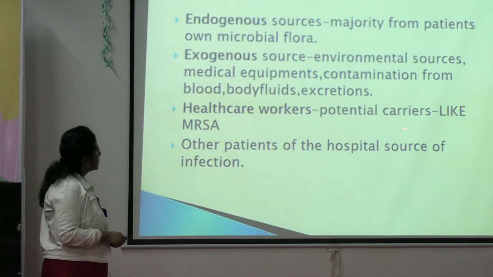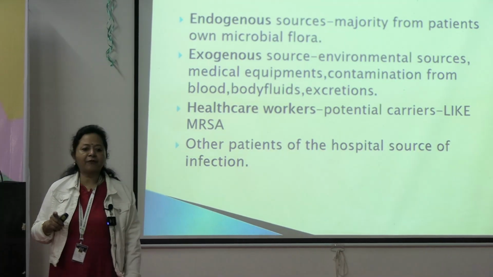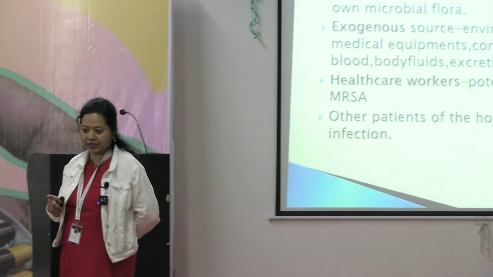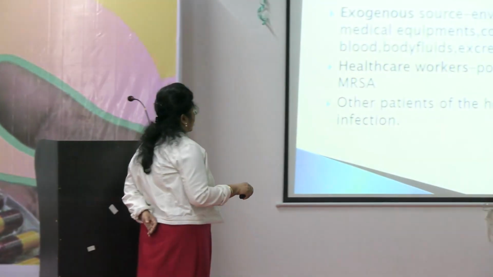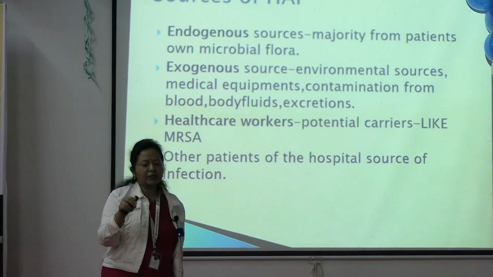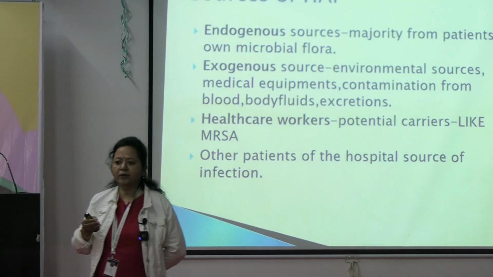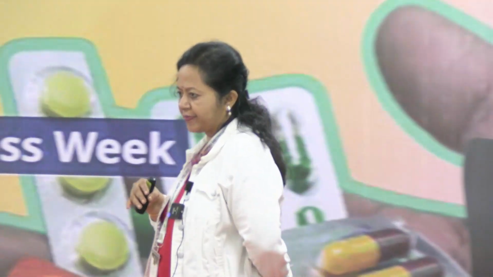Then healthcare workers can be potential carriers, like of MRSA. This is very important. MRSA is methicillin resistant Staphylococcus aureus. You have to know this bacteria. It is resistant to the methicillin group of drugs. Write it down: healthcare workers can be carriers. Carrier means the nurse or doctor is carrying the bacteria but is not infected. So we have to take swabs. Suppose a patient has MRSA, or there is an outbreak of MRSA in the ward. Then what we have to do is surveillance.